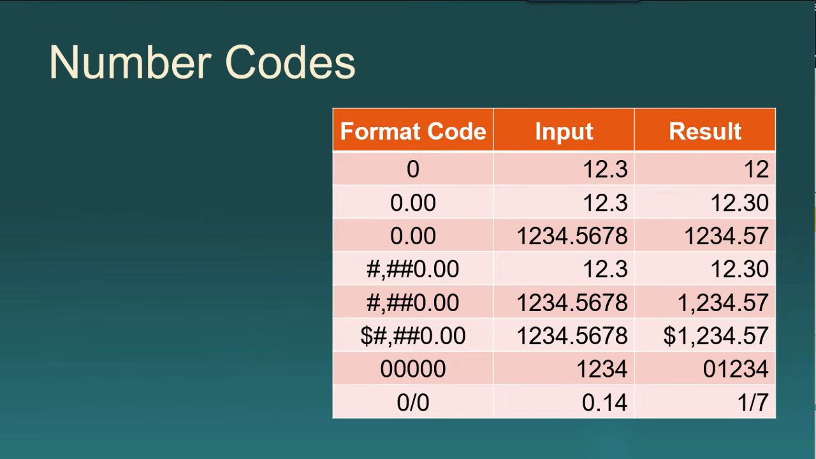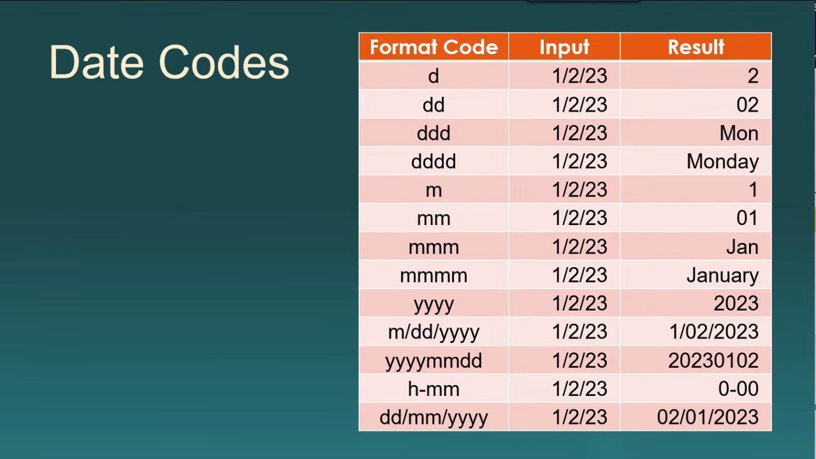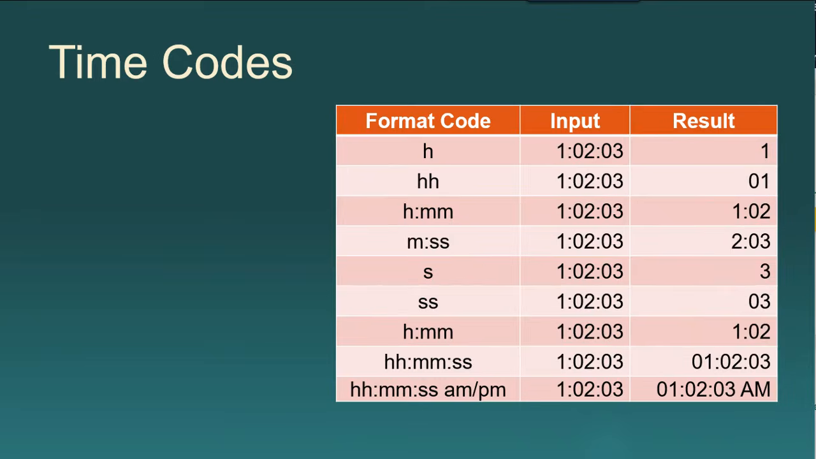Here are the most common codes for numbers. A key thing to remember here is that both the 0 and the pound sign act as placeholders for digits. The 0 will force leading or trailing zeros to appear, and the pound sign is used mainly to indicate where the thousand separators, or the comma in the US, should be. In the description below, there's a link to a tip sheet with all these format codes. There are also codes for date formats, and of course, time formats.